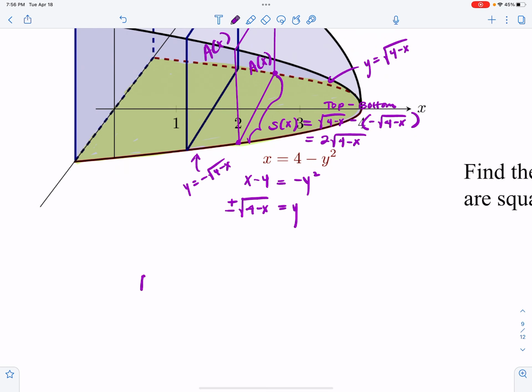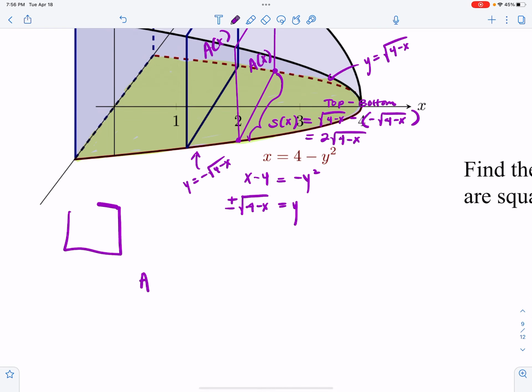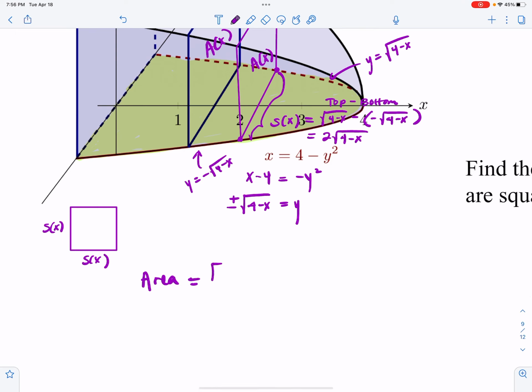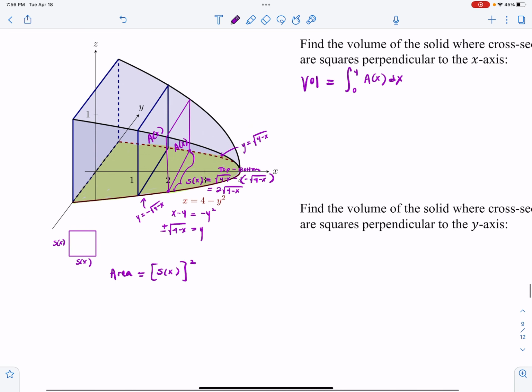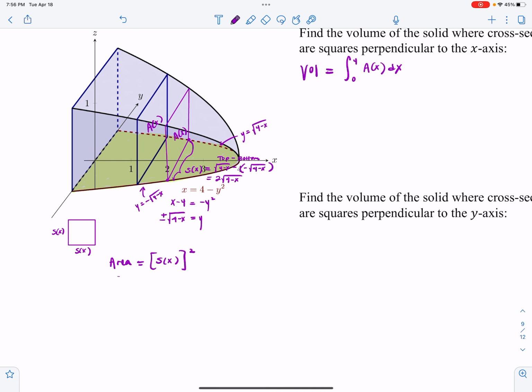And like I said, area of a square, since squares have the same side lengths, means that each cross section that is a square, that doesn't look like a square, would be a length of s of x. So the area will be s squared, or s of x squared. So that's what we're able to integrate here. Area, I could say a of x is equal to s of x squared. So then we're integrating from 0 to 4, s of x squared dx.